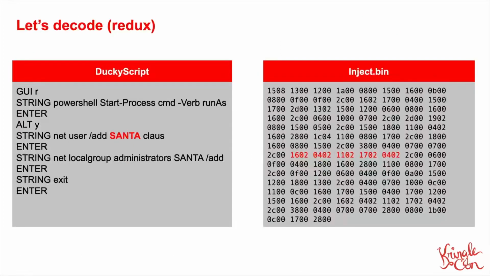So let's step back. Let's look at that original Ducky script that we saw at the beginning, and look at the inject.bin that comes out of that. You can see here that 1508 that starts us off, that's that GUI-R we've already seen, and then we have this long string. Here I've highlighted Santa on the left in the Ducky script, and also where it exists in the inject.bin, and you can see we see shifts, and we see that 0402, which we know is A, so we see that a couple times. Again, it's a cool party trick to be able to read the hex on this, but as these Ducky scripts get longer and longer, we're not going to want to have to look at the hex to figure out what they're doing.